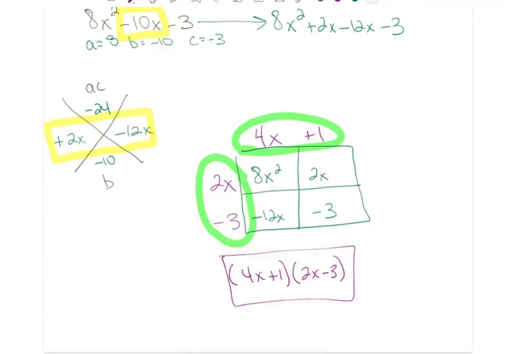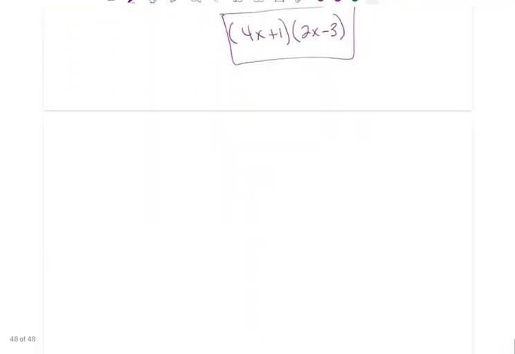Alright, let's do one more where our A is greater than 1, and then we'll kind of do it by grouping, which is like what you guys did yesterday. So let's start with 6x squared plus 19x minus 7.